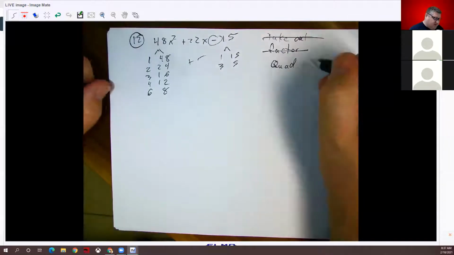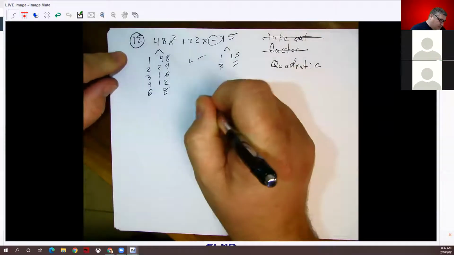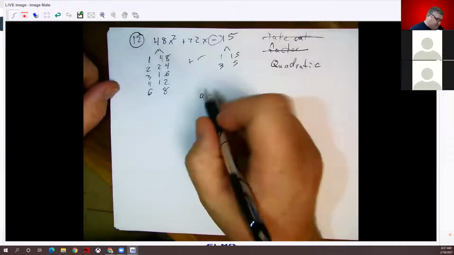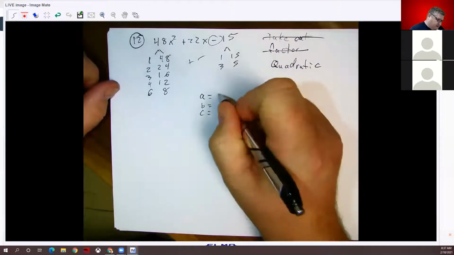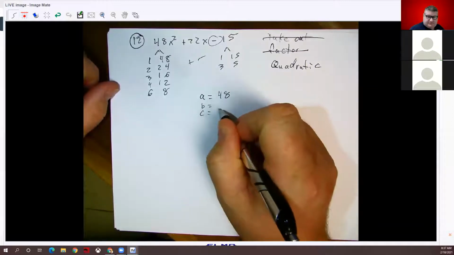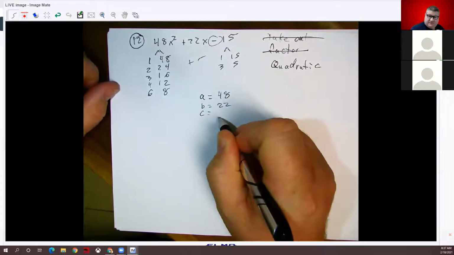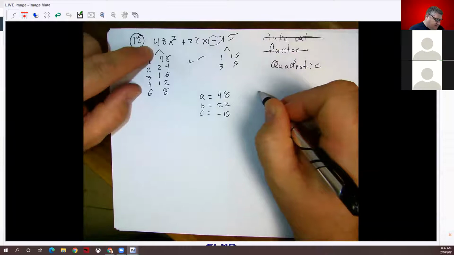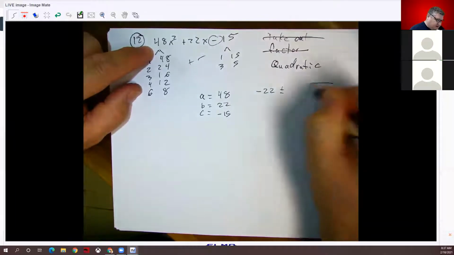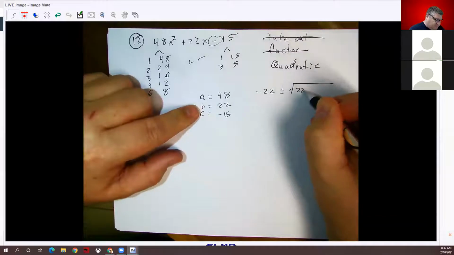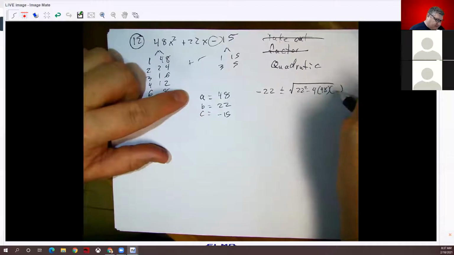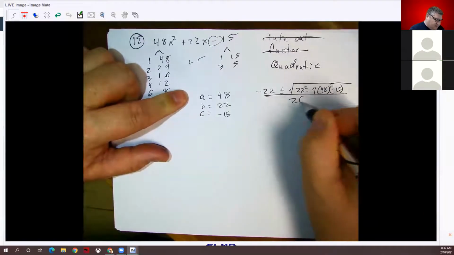So with that in mind, let's go ahead and skip to the quadratic formula. Here's the nice thing about the quadratic formula. There is no guessing. What is the value of A? 48. What's the value of B? 22. And C? Negative 15. Very good. So opposite of B, negative 22, plus or minus the square root of 22 squared minus 4 times 48 times negative 15, all over 2 times 48.